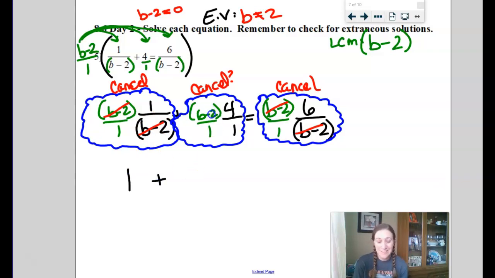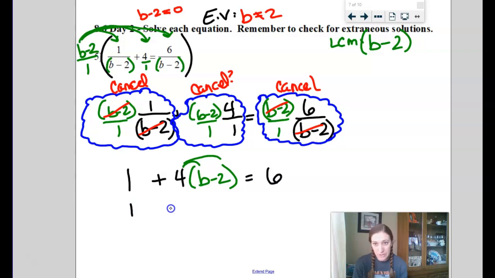Here, nothing canceled, but that doesn't mean we can't simplify. So you've got this b minus 2 times 4, which obviously we're going to need to distribute and multiply together. I'm not ready to do that yet, though. And then equal sign, and then here, 6 over 1, better known as a 6. All right, now I will distribute. And then I'm looking at the nature of this question, and I'm seeing a linear equation. So I just get to solve it like an Algebra 1 question. So this is 4b minus 8 equals 6. Don't forget we got the 1 over here.